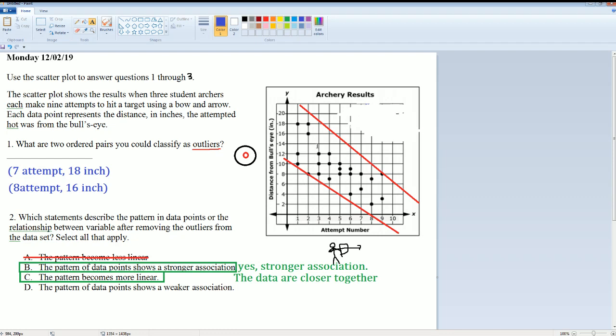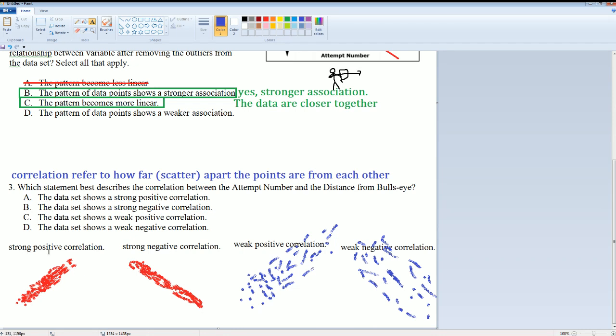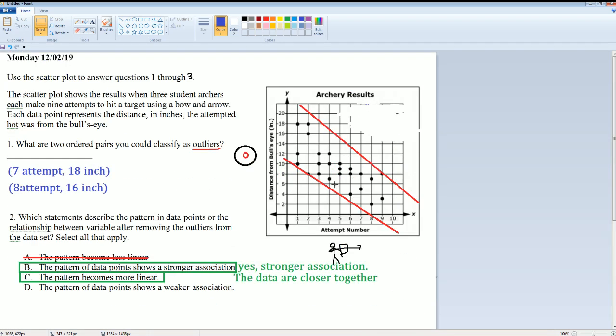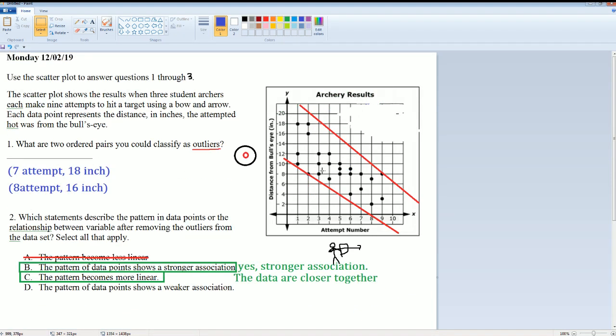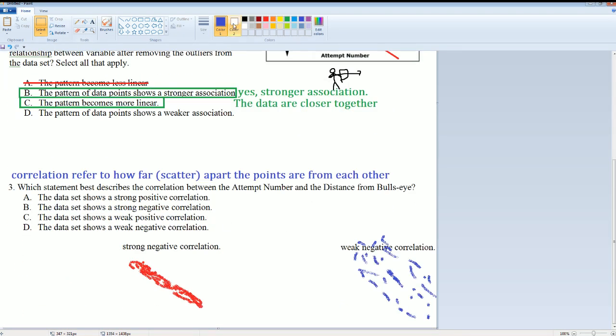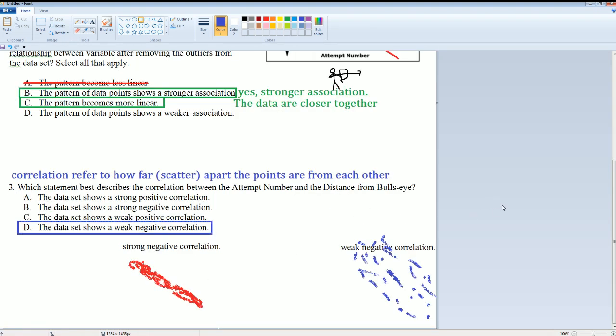So looking at this one, does it have a strong positive, strong negative, weak positive, or weak negative? It looks like it's going negative, so we can cut these two out. So is this strong or weak? It seems like it's more spread apart, so I would say it is a weak negative correlation. Why? Because the points here are more spread apart.